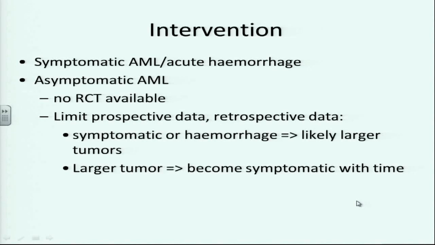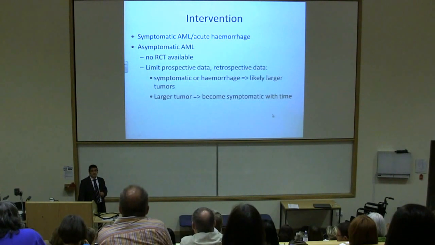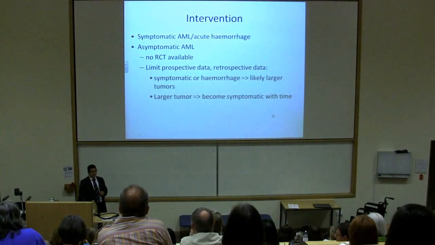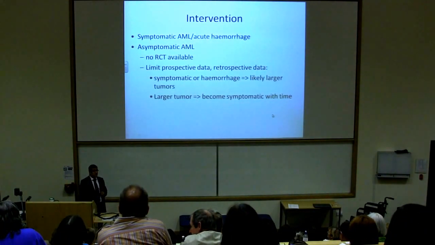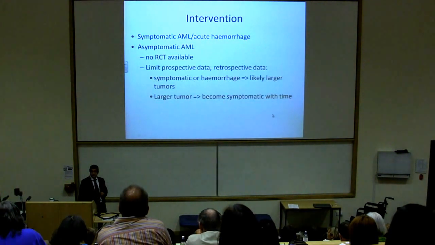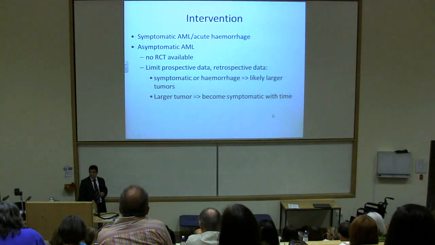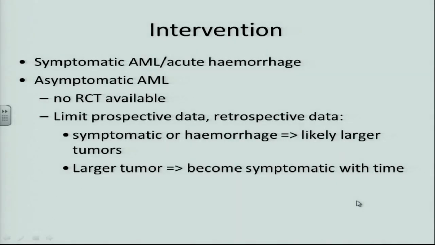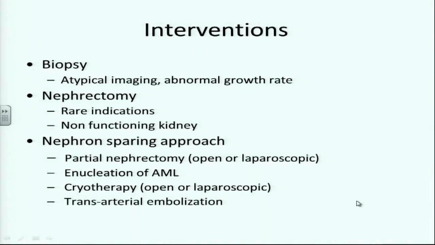So what about intervening? Well, there are a number of steps you can intervene at. You can intervene when they're symptomatic, or worse still, when they're actually actively bleeding. Or we can intervene when patients are asymptomatic. The problem is we've got no trial evidence about what the right thing to do is and whether what we're doing is correct or not. So what can we do?